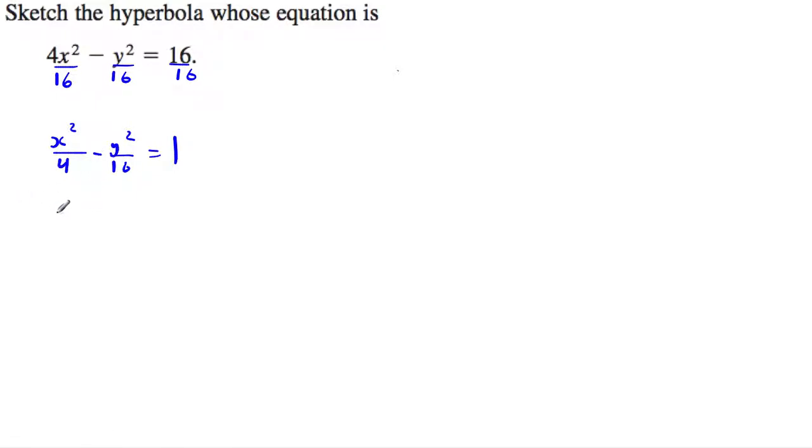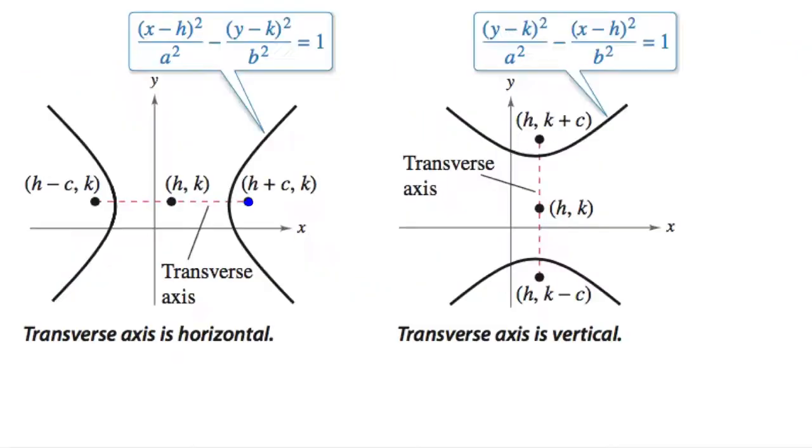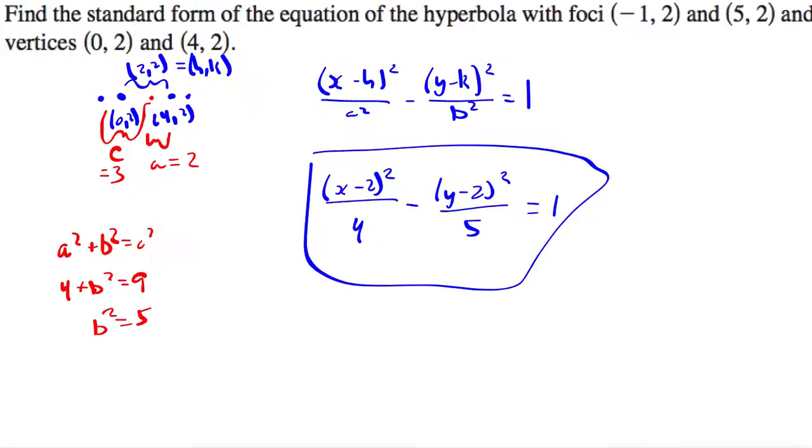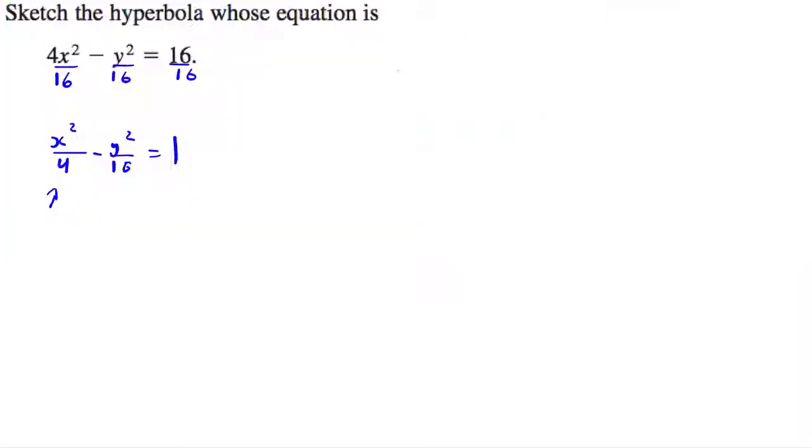Notice this is a minus sign, right? So x minus y, because we have x minus y, it's going to be horizontal. So this right here, just like in this equation, that's going to be our a value. This is a squared is equal to 4. And this is b squared is equal to 16.